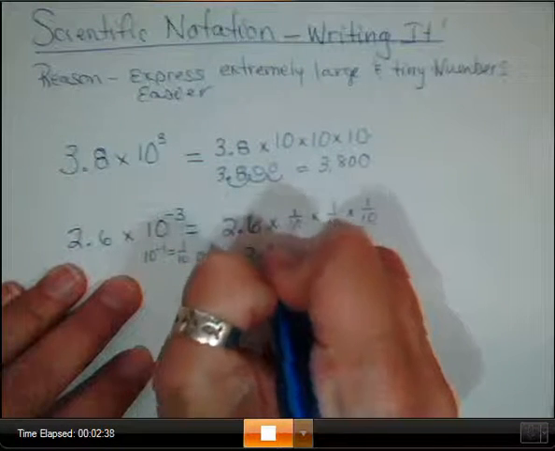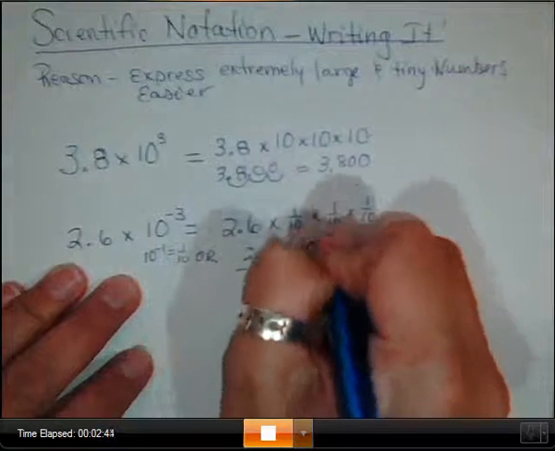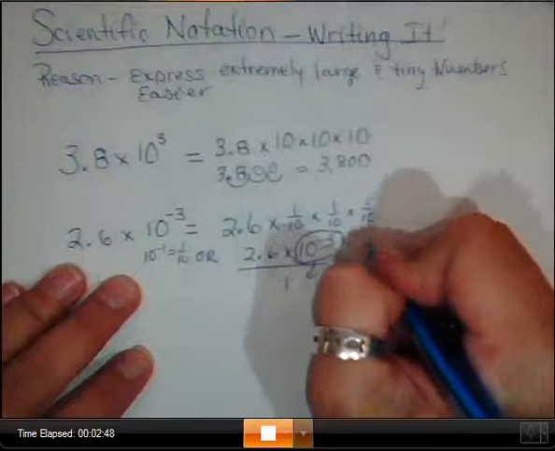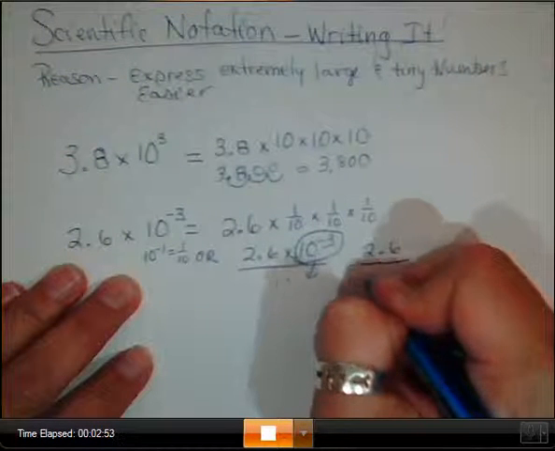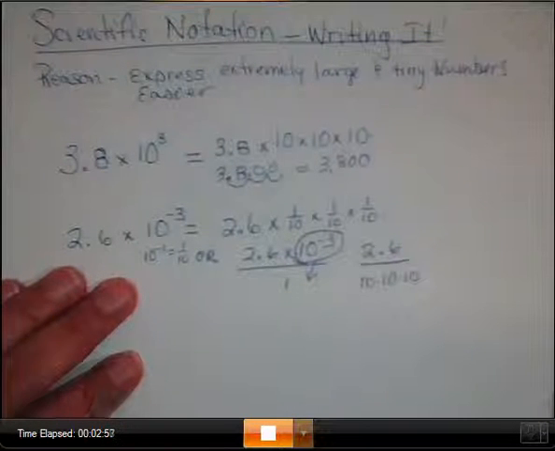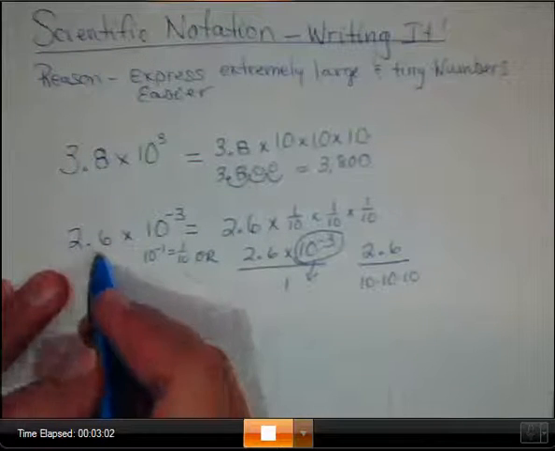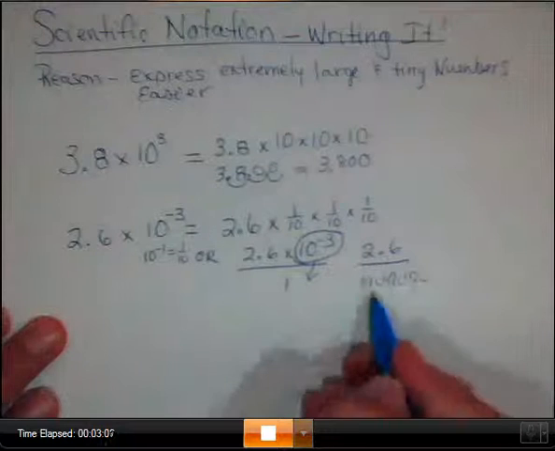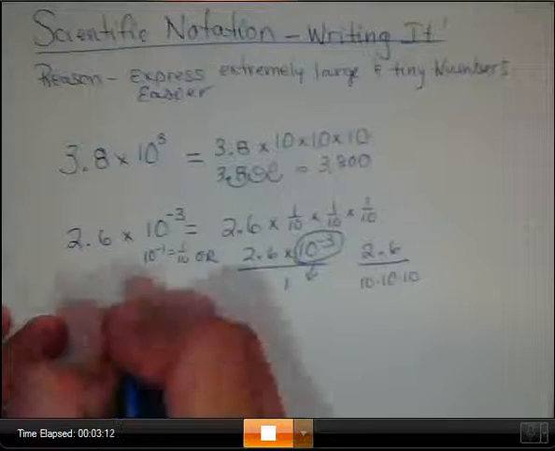I have 2.6 times 10 to the negative third. Put that over 1. My tens are not happy on the top bunk. They're going to come down. And so you can think about this as 2.6 divided by 10 to the third, or 10 times 10 times 10. So that's another way to think about it. Basically, we're dividing it, so we need to take 2.6 and make it smaller by three multiples of 10: by 10, by 10 again, and by 10 again.